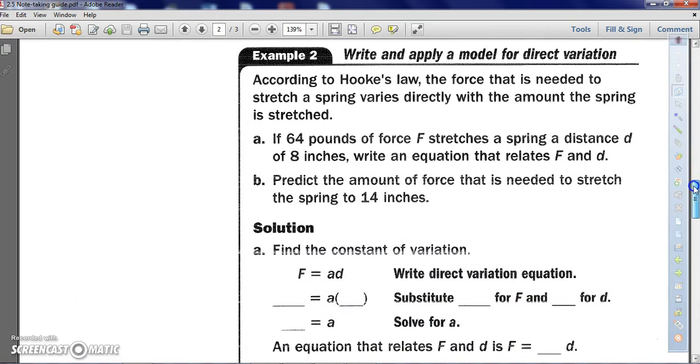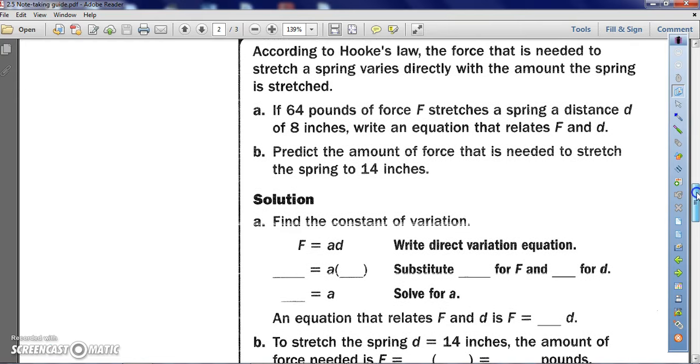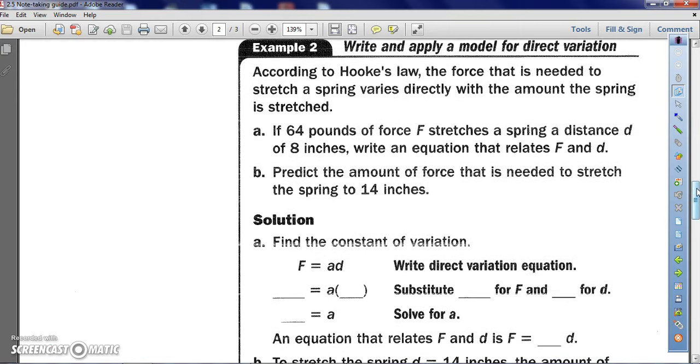For example 2, we can use direct variations to represent the relationship between things in real life and solve problems. In this problem it says, according to Hooke's law, the force that is needed to stretch a spring varies directly with the amount the spring is stretched. Now, whenever we solve a direct variation problem, there's basically 4 steps to solving that problem, and I want to outline those steps here in the margin.